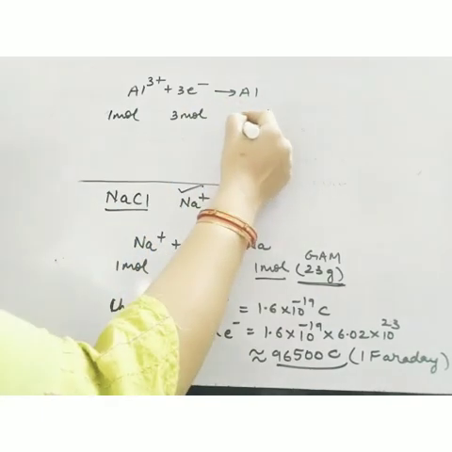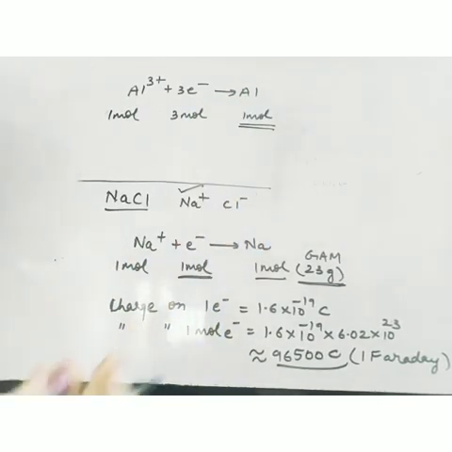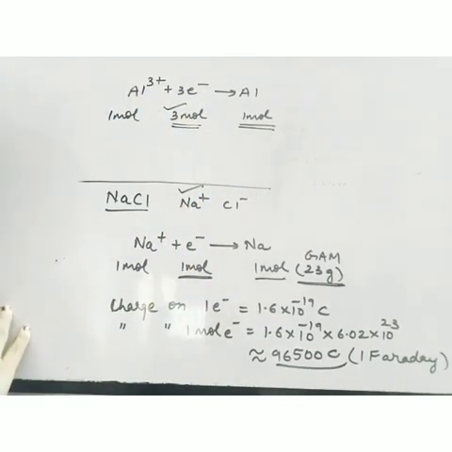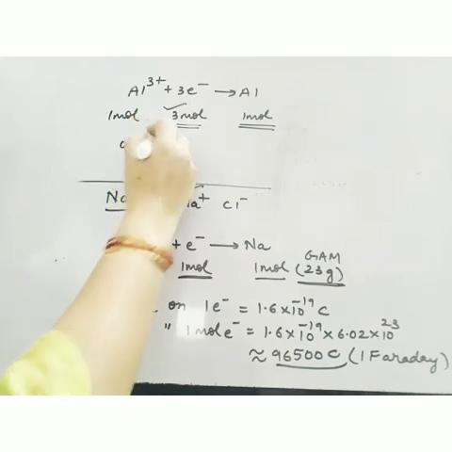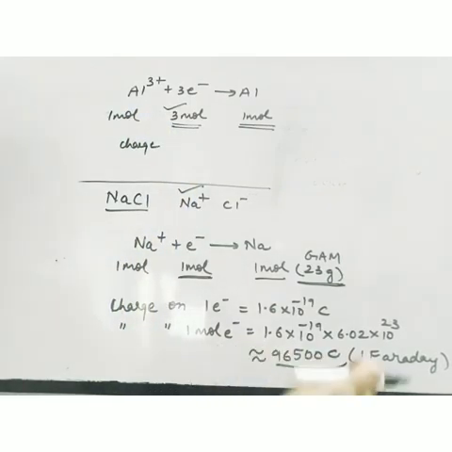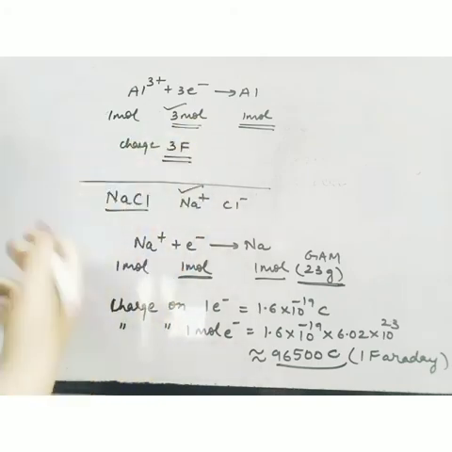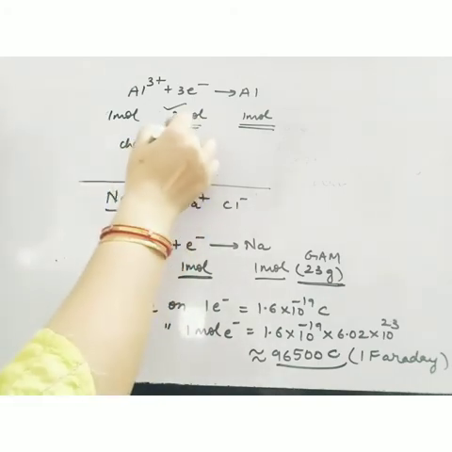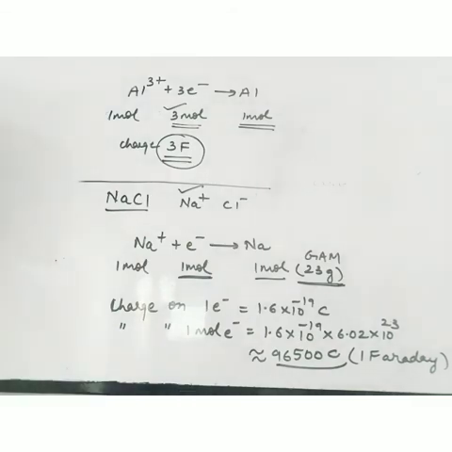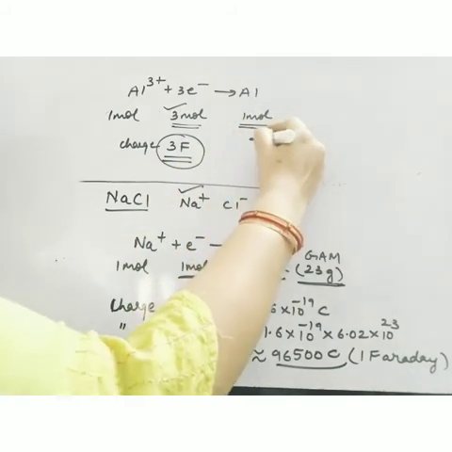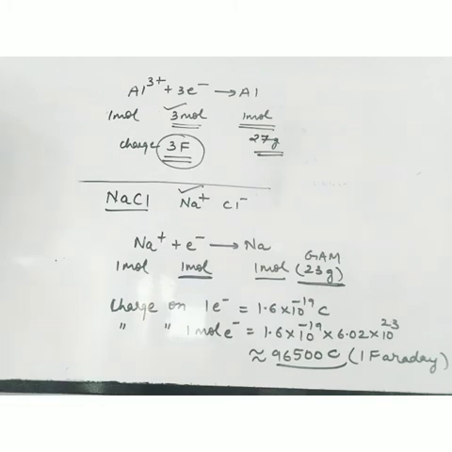It means if I want to deposit 1 mole of aluminium, how many electrons do I require? 3 moles. And what will be the charge? What is the charge on 1 mole of electrons? 1 Faraday. So what will be the charge on 3 moles of electrons? 3 Faraday, which means 3 into 96,500 coulombs. Your aluminium deposited will be 1 mole. 1 mole of aluminium means 27 grams. So this concept will be used in solving our questions.